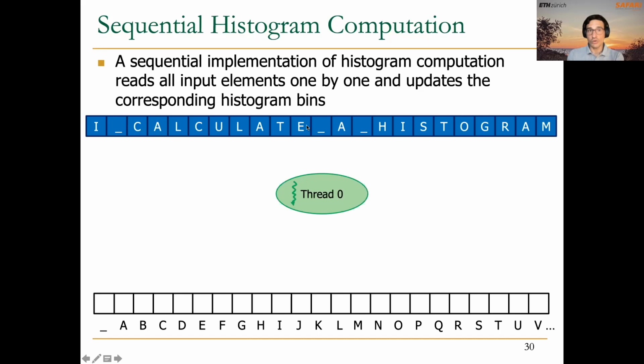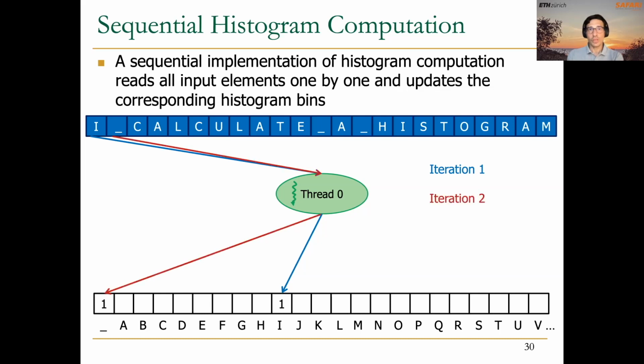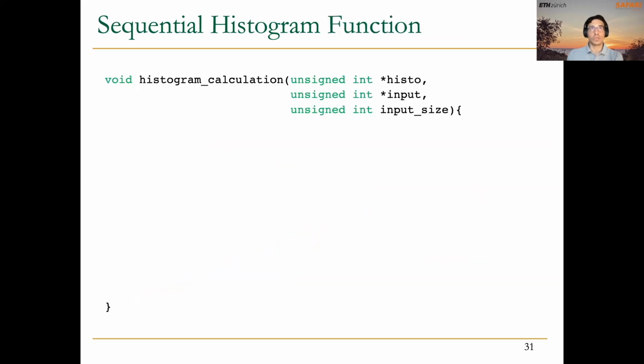If we do a sequential histogram calculation here, in the first iteration our thread goes to the first element of the input array, identifying it. This element is I, so we go to the corresponding bin and increment. Then we go to the second character, in iteration 2, iteration 3, iteration 4, and so on and so forth.